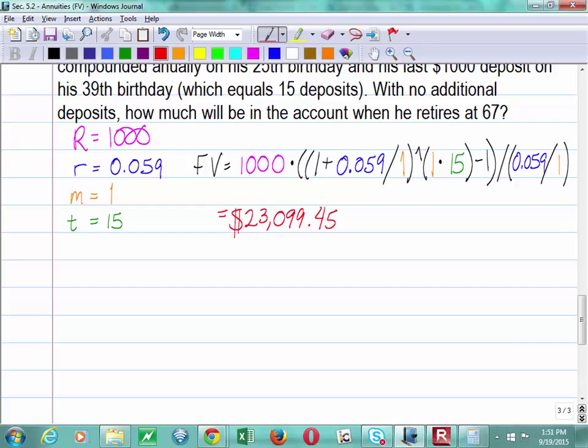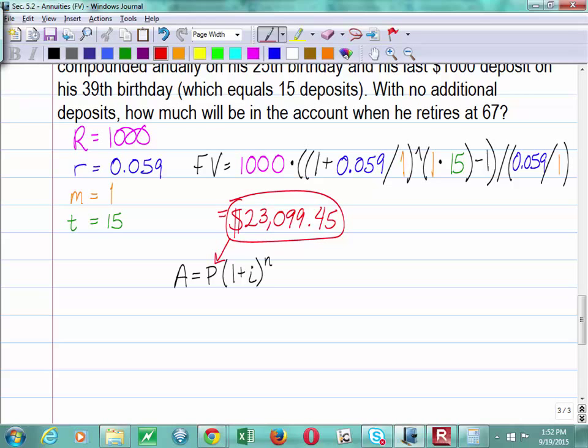Okay, so then he's just going to let it sit there until he's 67 without making any more deposits. So if he's not making any more deposits, then we're just going to use the compound interest formula that we used in section 5.1. Okay, so that one is used when no deposits are made. So that one was A equals P times 1 plus I to the power of n. And so in this case, this would now be the P.